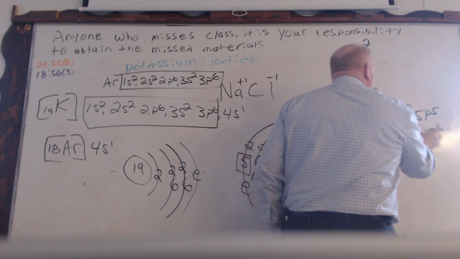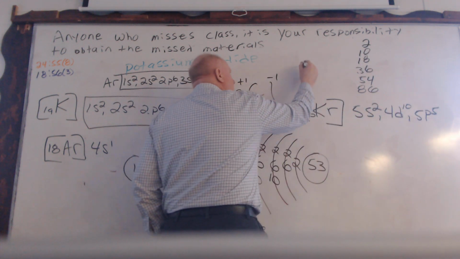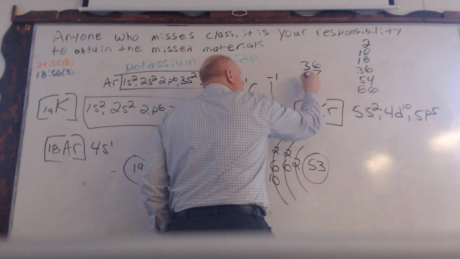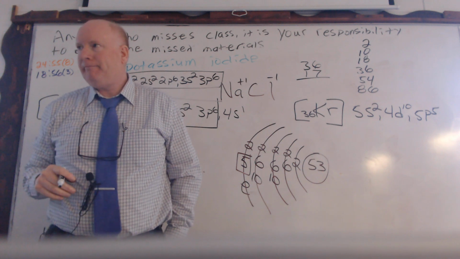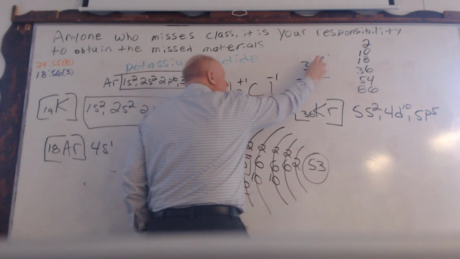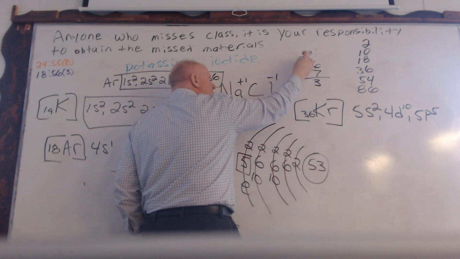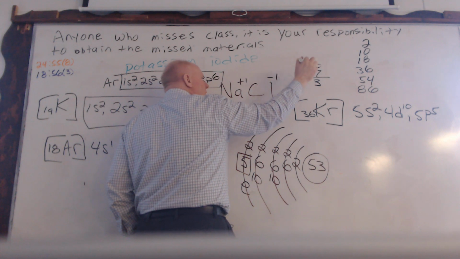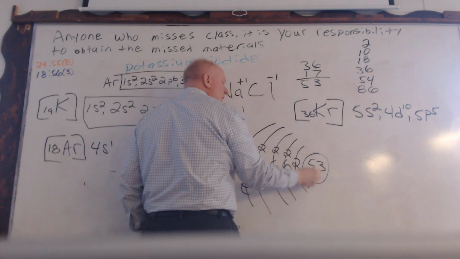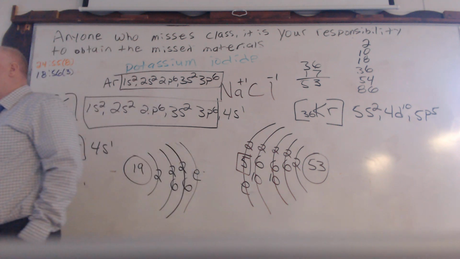So 2 plus 10 plus 5 is 17. What happens when you add those two numbers together? 6 and 7 is what? 13. Carry your 1. So 4 plus 1. Same number we've got there. So that's got to be right.